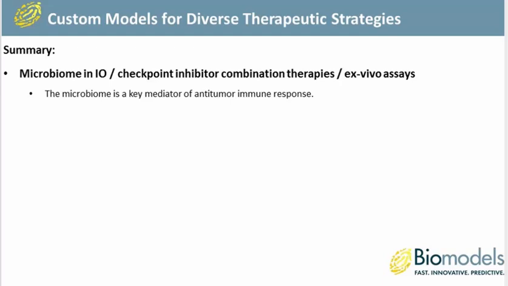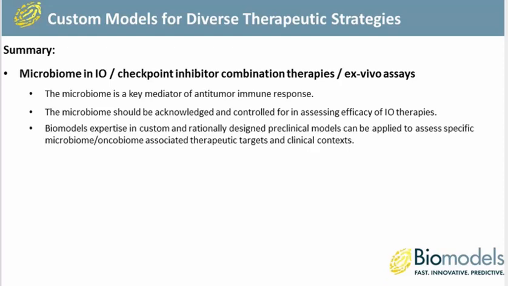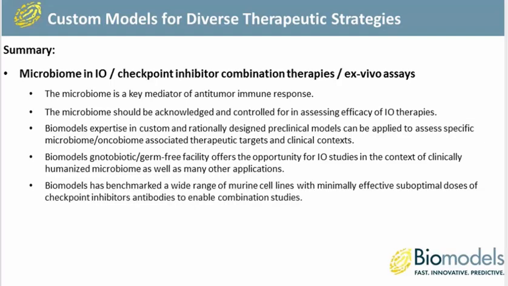So to summarize this first model paradigm for customization, this is the microbiome in immuno-oncology. Microbiome is a key mediator of anti-tumor immune response, should be acknowledged and controlled for in assessing efficacy of all IO therapies. Biomodels expertise in custom and rationally designed preclinical models can be applied to assess specific microbiome-Oncobiome-associated therapeutic targets in clinical context. Biomodels' Gnotobiotic germ-free facility offers the opportunity for IO studies in the context of clinically humanized microbiome, as well as many other applications.